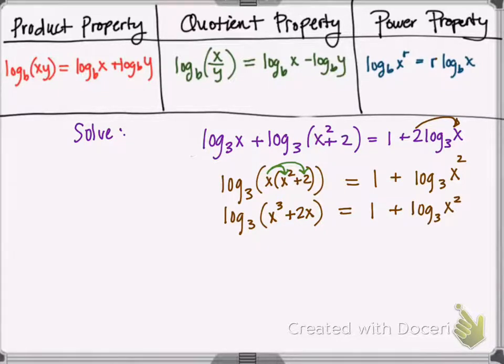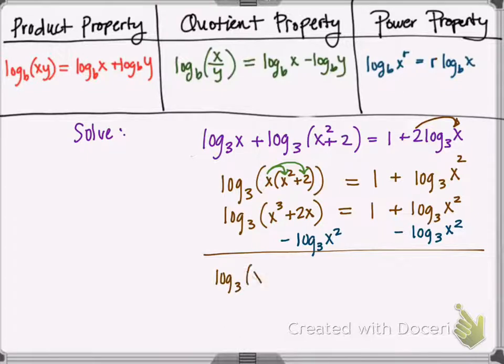So I do need to combine my logs and make sure they are on the exact same side of the equal sign. So I need to move this to the left side. So I'm going to subtract log base 3 of x squared from both sides. So on the left-hand side, now I have log base 3 of x to the third plus 2x minus log base 3 of x squared, and that's equal to 1.